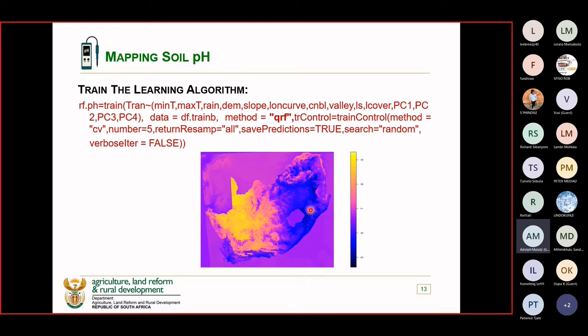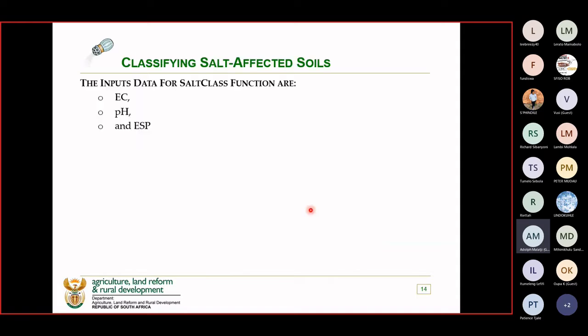Then we went again to map electrical conductivity and exchangeable sodium percentage. I know this might sound a little bit foreign, but everything that we were doing up to this far, we were trying to map those three variables, those indicators of salt affected soils.